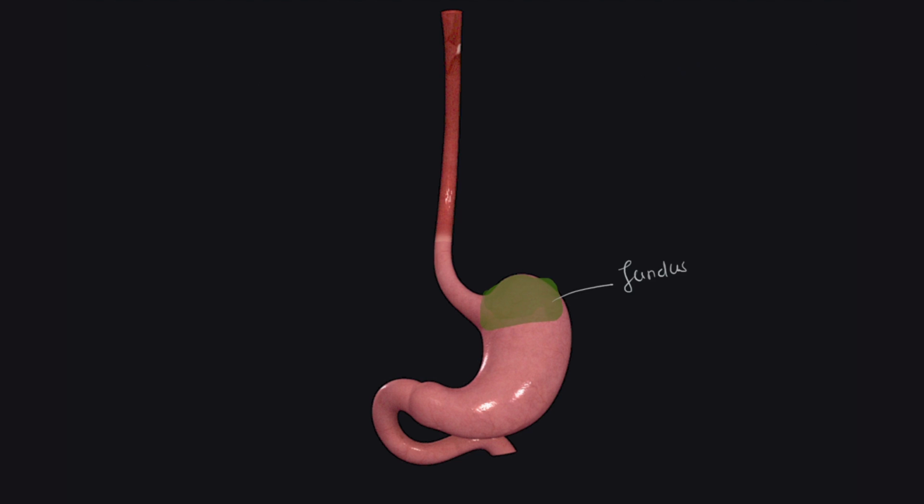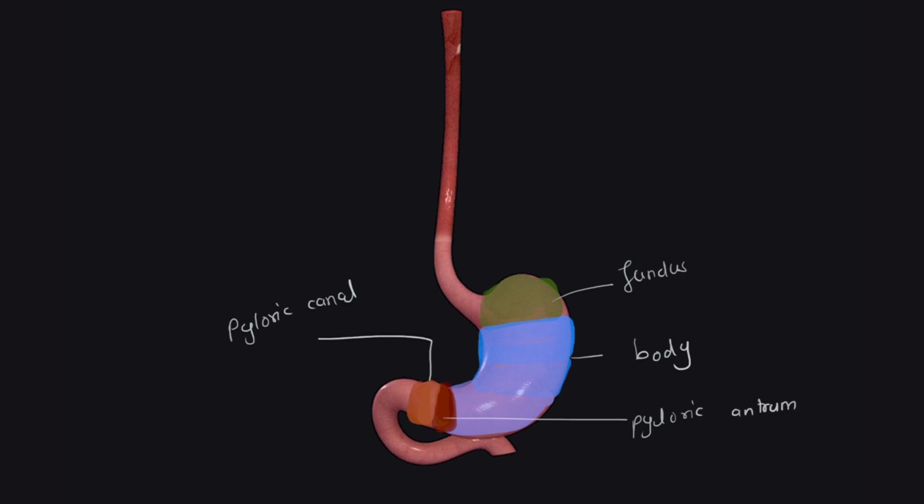The stomach is also divided into parts. The first part is known as the fundus. Then we have the body. Then we have the pyloric antrum of the stomach. Then we have the pyloric canal. Then we have the pylorus. And lastly, the duodenum.